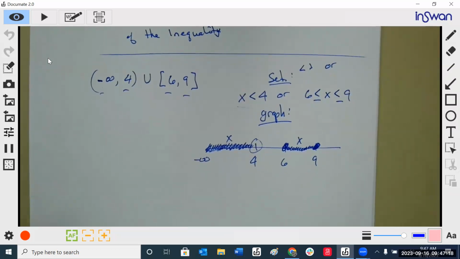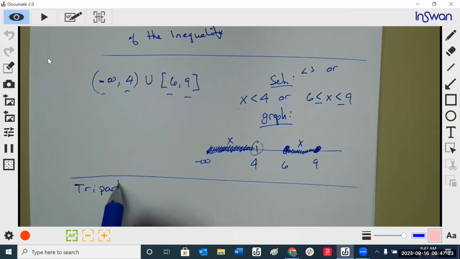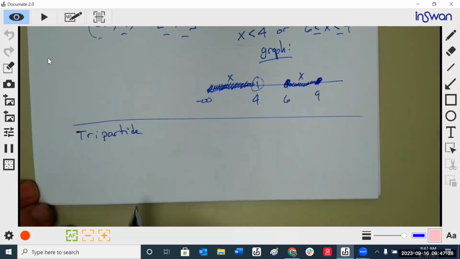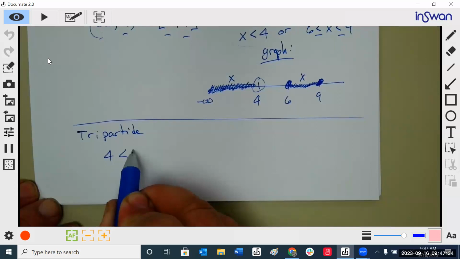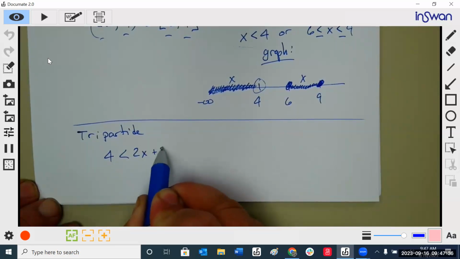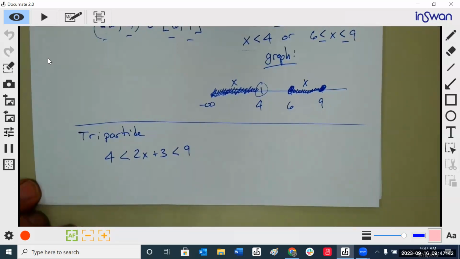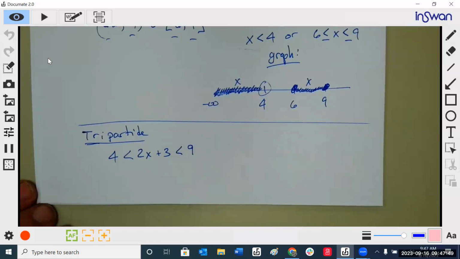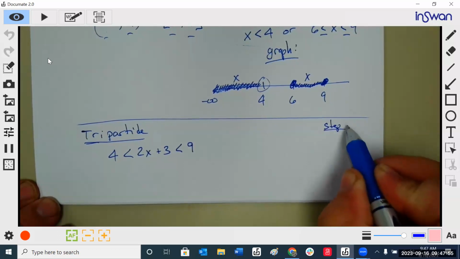And the last example I'm going to show you is something called a tripartite equation. It has 3 parts, hence the tripartite. Here are the steps how to solve this one.